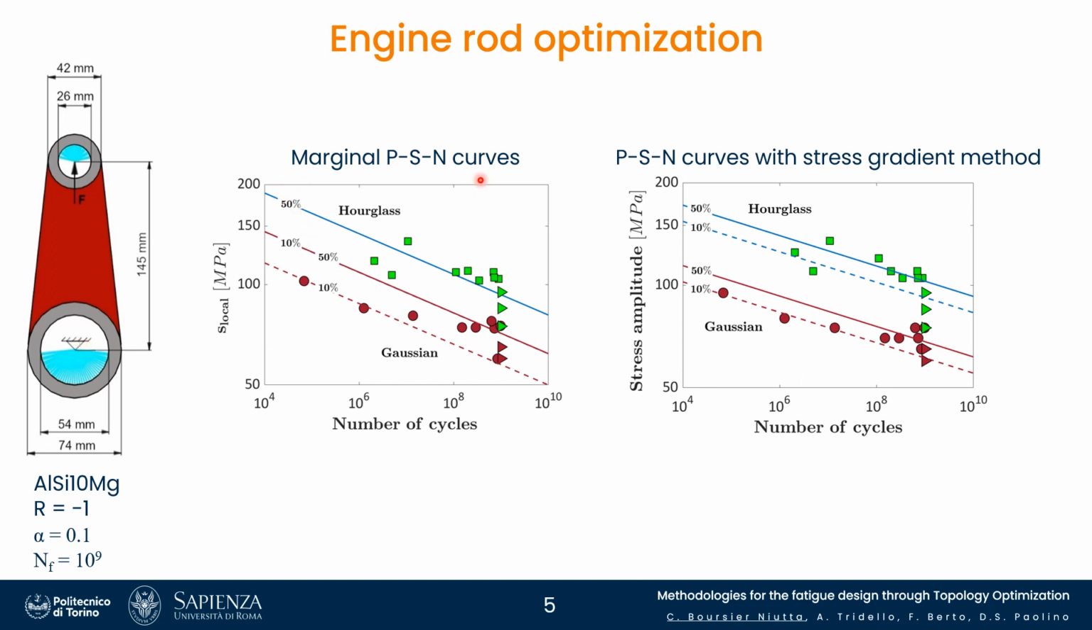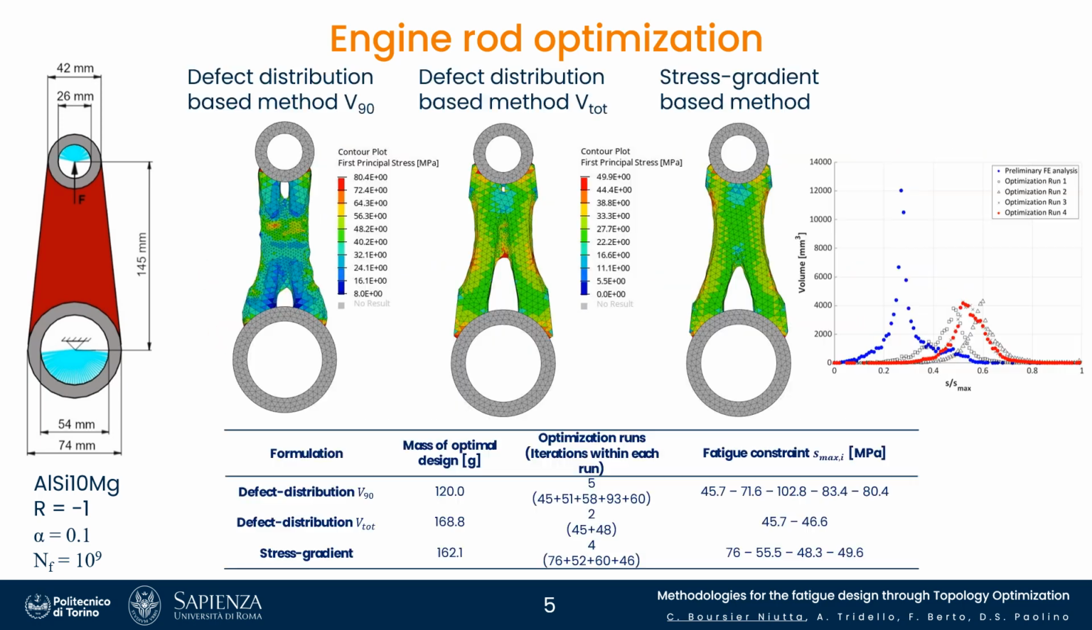Here I reported the marginal PSN curves obtained on hourglass and Gaussian specimens made of the same aluminum alloy. And also here I reported the PSN curves obtained with the stress gradient method on the same experimental tests. So we define the alpha quantile 0.1 and the number of cycles 10 to the 9, and accordingly to the two methodologies, we identified the fatigue strength.